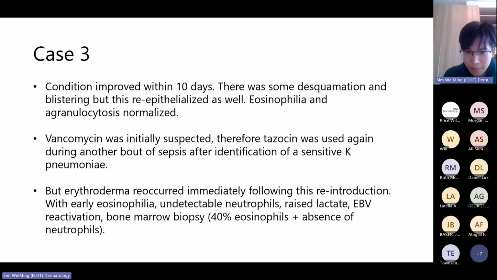And I think what happened in this case was the ICU and the derm team thought that the culprit drug was vancomycin. So previously they switched it to linezolid, but then when the lady got unwell again with Klebsiella pneumoniae, they gave her tazocin because they thought the causative drug was vancomycin. But unfortunately, after they reintroduced tazocin, everything went south again. The eosinophilia returned, neutrophils went down, lactate went up. There was viral reactivation again, and the bone marrow biopsy concurred with what you suspected.